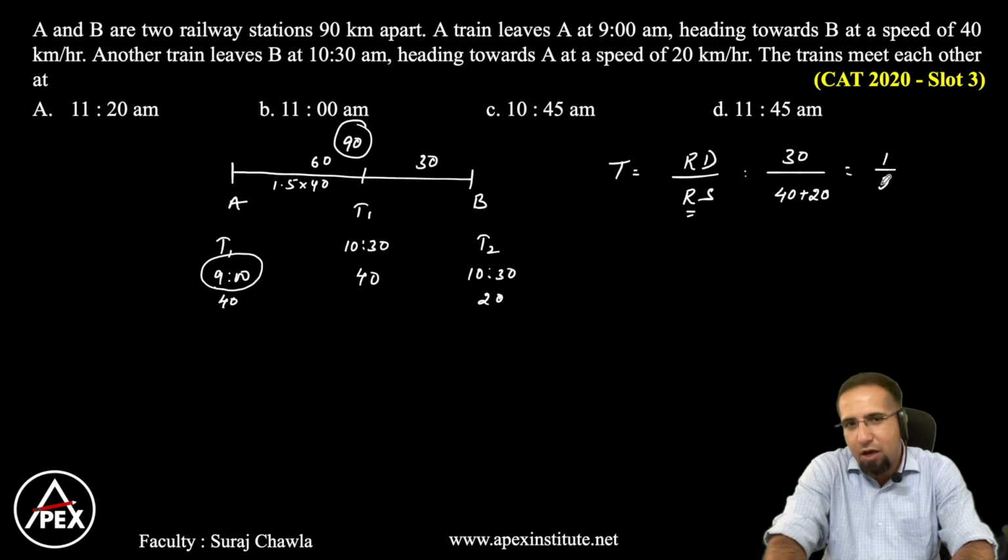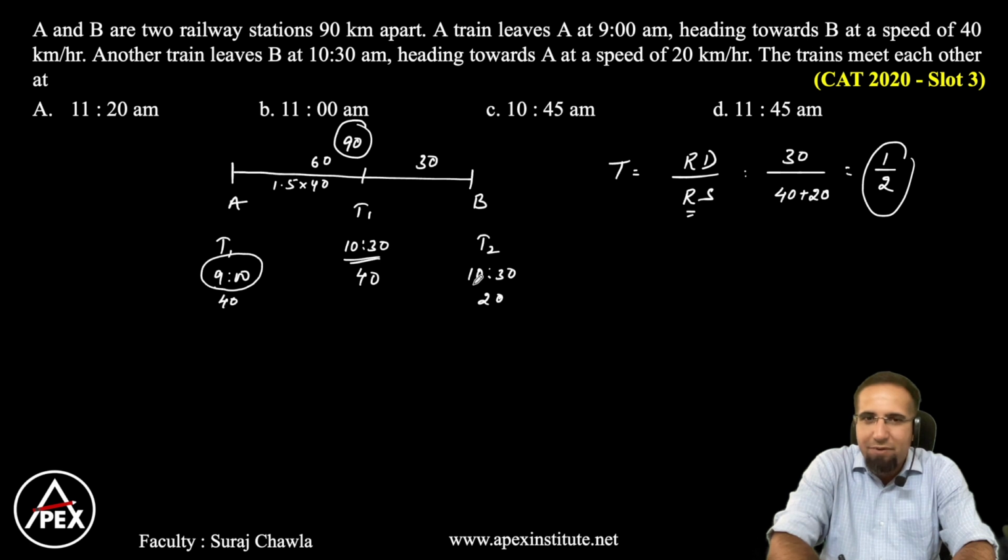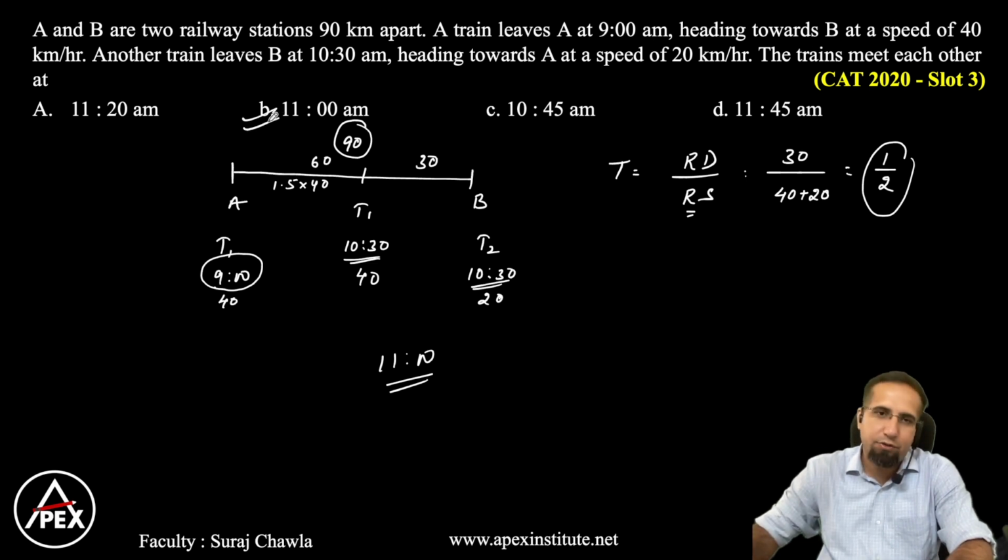30 by 60 becomes half an hour. Now, after half an hour, they'll meet. Now, half an hour from what time? Half an hour from 10:30 they will meet, right? So, half an hour from 10:30, which means they are going to meet at 11 a.m. and therefore 11 a.m. becomes our required answer.